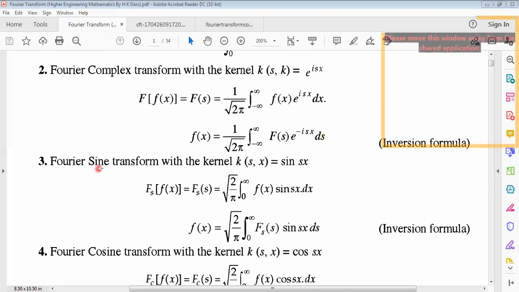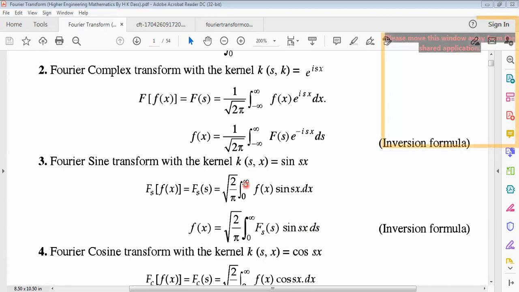Now for the Fourier sine transform, this e to the power isx will be changed to what? Sin sx. And the inverse will be f of x here and f of s there. This integration will be with respect to x, but in the inverse the integration will be with respect to the parameter s. Remember it. Here all are changed: the parameter s here, and the parameter x there.